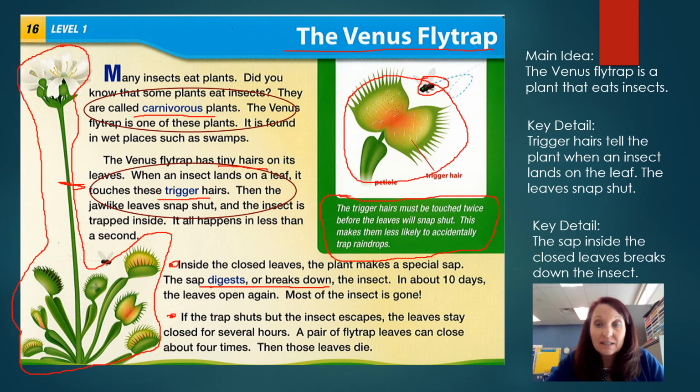digest this insect. So we were able to come up with the main idea, which is that it's mostly about the Venus flytrap eating insects. And then the details are the specific reasons or examples on how the Venus flytrap eats the insect. So that's how you find the main idea and the key details of a text.